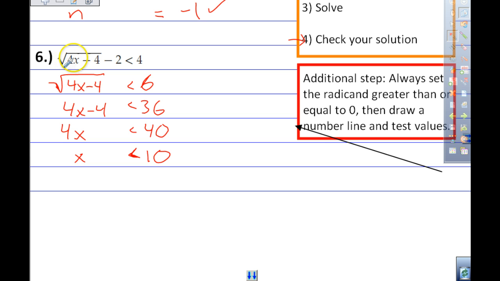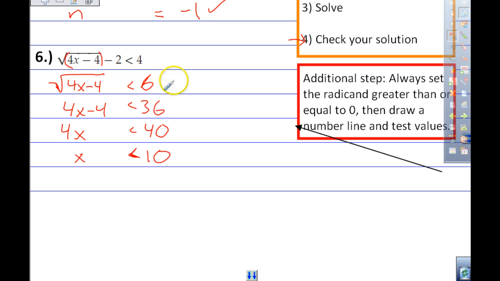4 times 0 is 0. 0 minus 4 is -4. Can you take the square root of -4? No. So we still have a restriction in that if they say, oh yeah, any number less than 10 and it's dealing with a square root, you can't have negatives inside a square root. If this came out to greater than 10, I wouldn't be worried. You can have big positive numbers, but we cannot have negatives inside a square root.